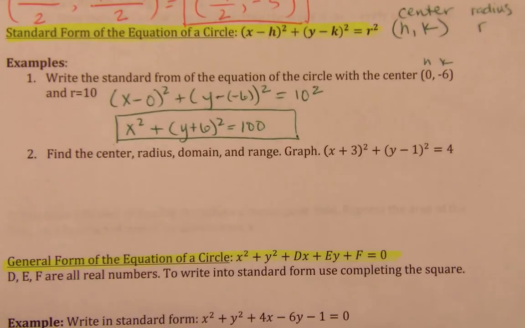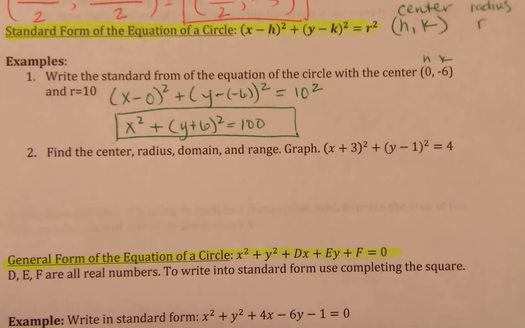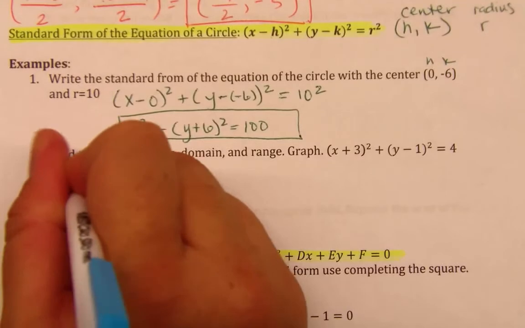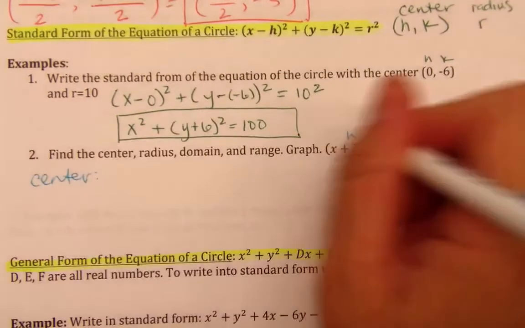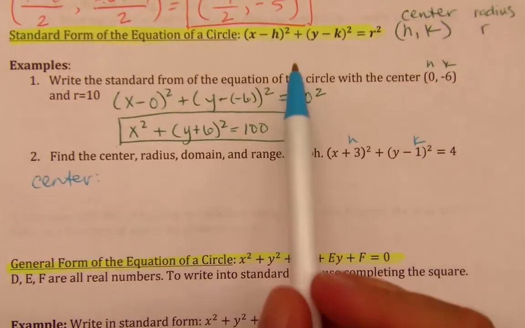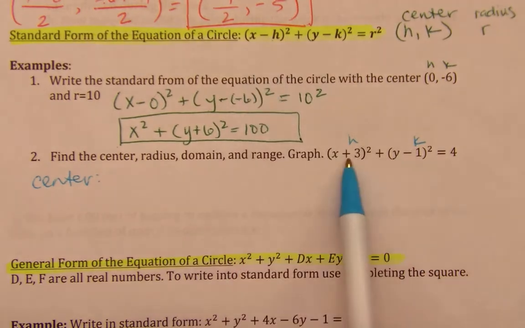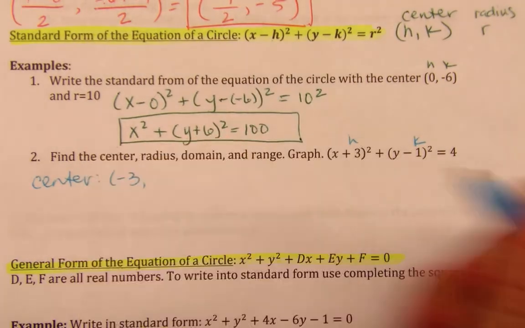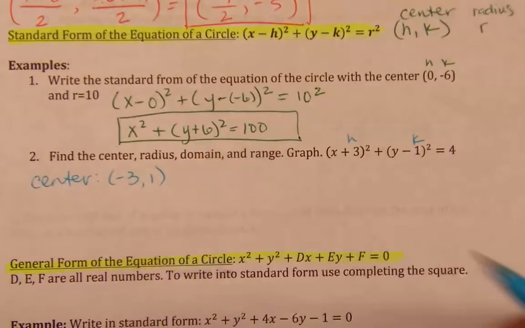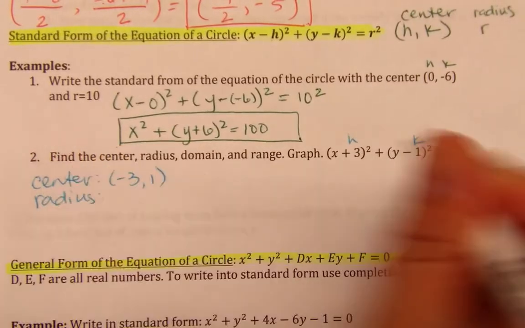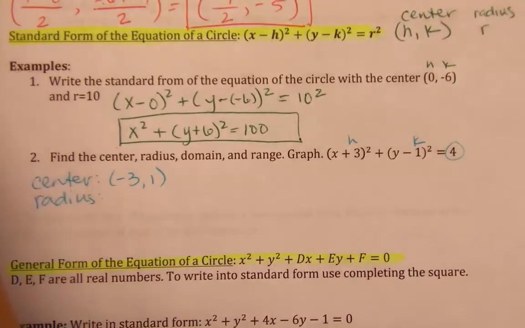Next question says, given the equation here, find the center, the radius, the domain, and the range. So our center is just our hk, and remember in the general form we have minus sign here. So this would be negative 3 and then 1. Our radius is the square root of this number, so 2.